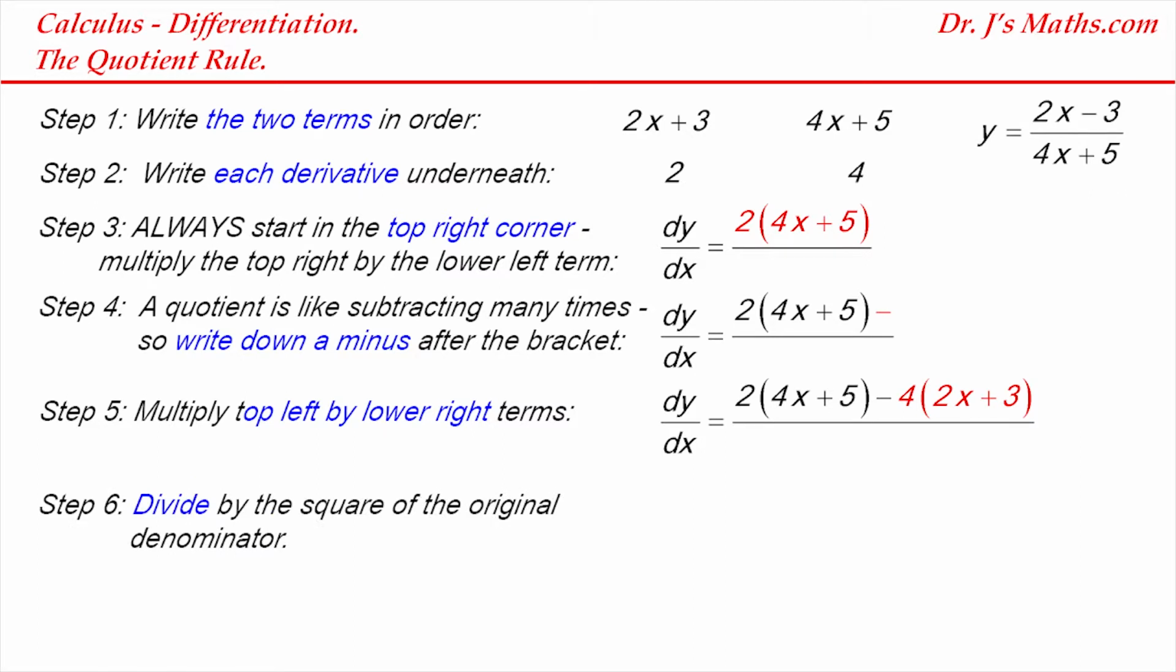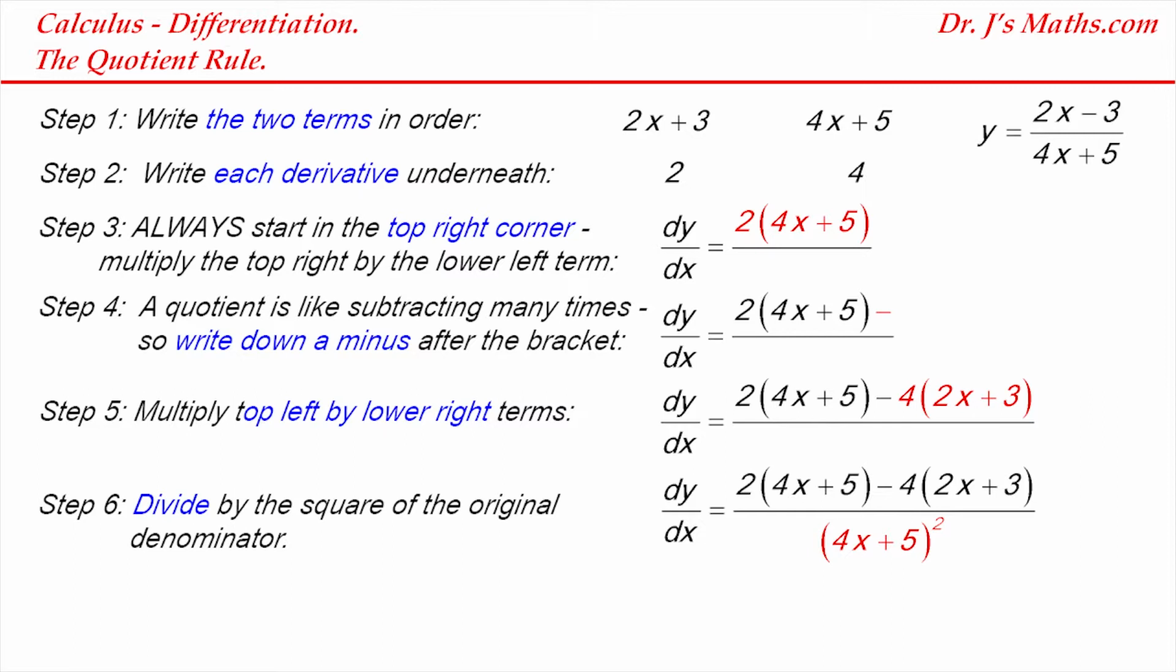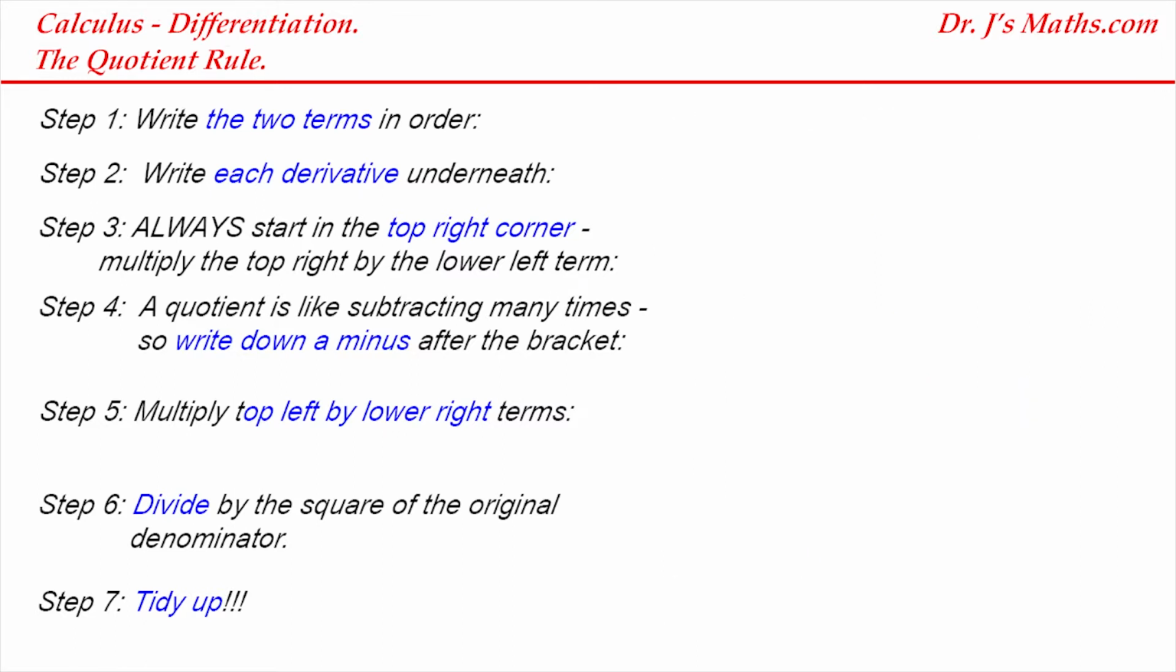We now divide the whole lot of that by the square of the original denominator, and I'll come back to that idea later on. So it's divided by the 4x plus 5 all squared, and then tidy up, expanding the brackets, 8x plus 10 minus 8x minus 12 leaves us with minus 2 because the x's cancel, over 4x plus 5 all squared. Nice and straightforward. Get the rhythm. Second example. See, it's the same steps, so I'm going to leave them there.